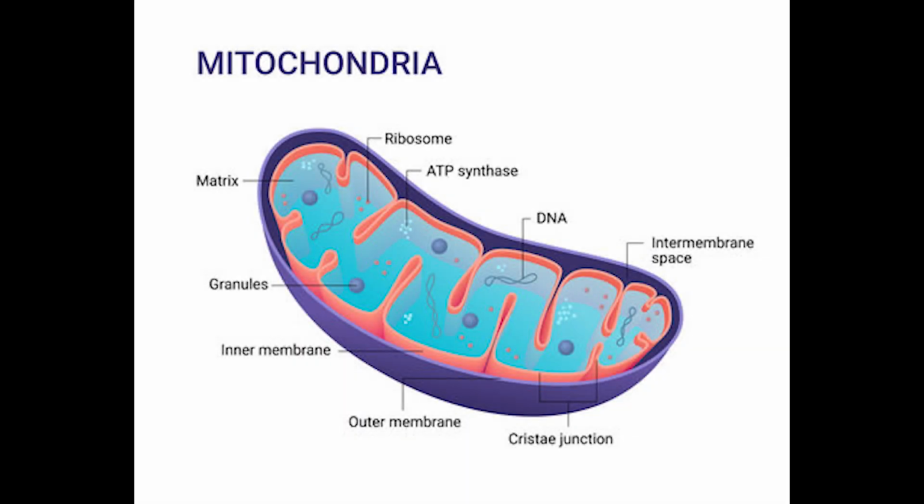Mitochondria. Location: plant and animal cells. Structure: a spherical or rod-shaped organelle with its own DNA. It has a smooth outer membrane and folded inner membrane. Folds are called cristae. Function: it's the powerhouse of the cell, as it produces energy through converting glucose into ATP.